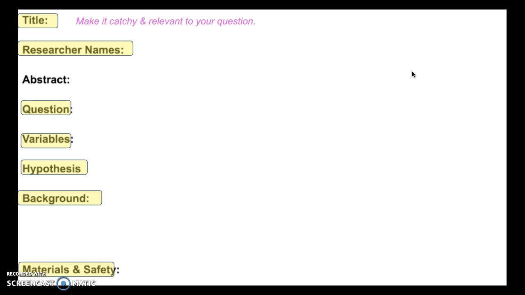First one, title. It's pretty self-explanatory. It's the title of your project. You want to make the title catchy, so it catches the reader or the viewer's attention, but it must also be relevant to your question. Next, you have the first and last names of all group members. So where it says researchers' names, I need everyone's first and last name that's in your science fair group.